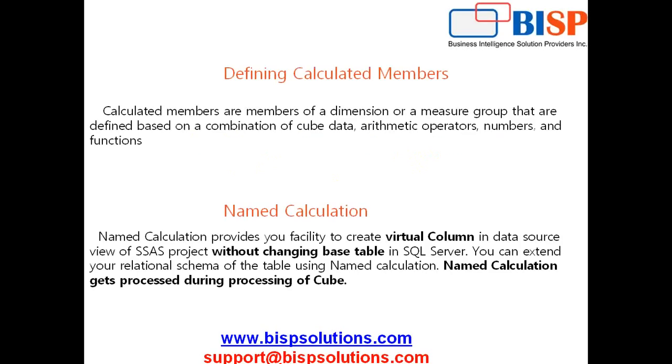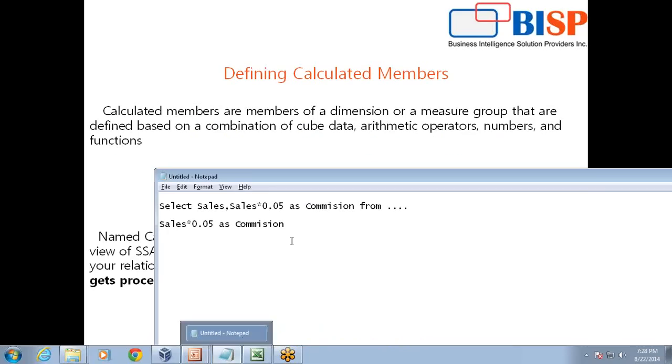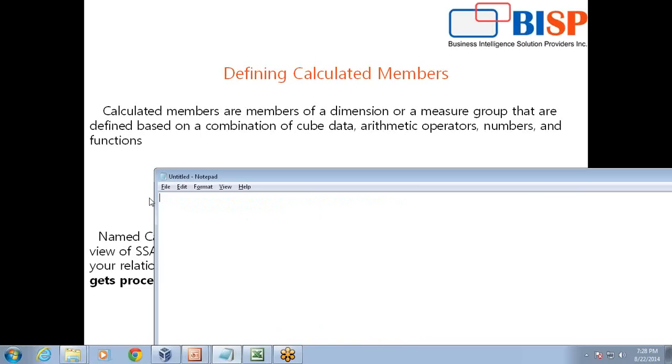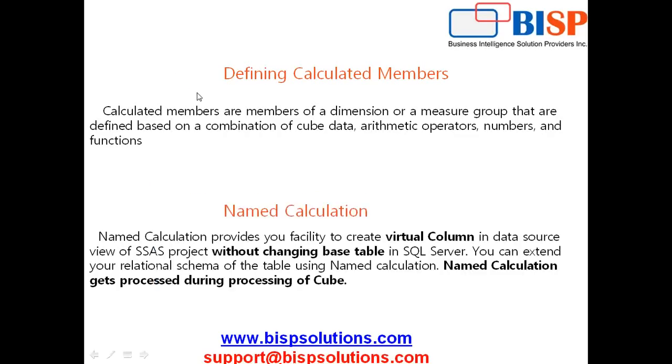So let's get started. The easiest way to understand named calculation is something which you have been doing while writing SQL queries. I've already written an example over here. I'm going to calculate commission on top of sales, and commission is 5% of my sales. So you see, commission is my virtual column which actually doesn't exist, but it gets calculated on top of your sales. This is the simplest example to understand named calculation.